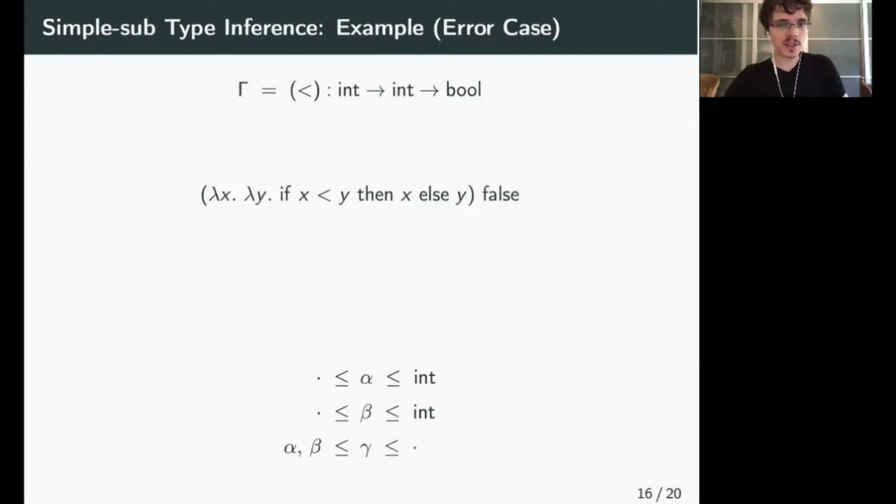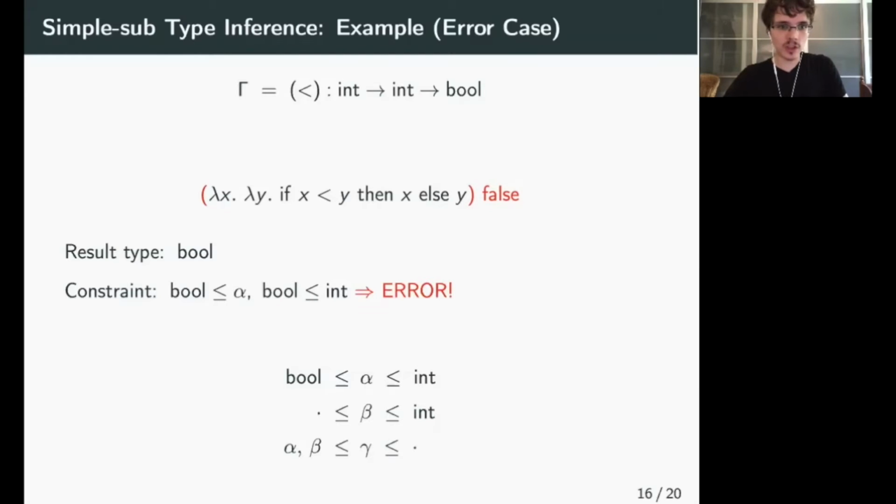But what happens if we have a type error? For example, if we try to apply the function with the Boolean literal false. In this case, we use bool as a lower bound of alpha, but while propagating the constraint, we are left constraining bool to be a subtype of int, which obviously leads to an error.